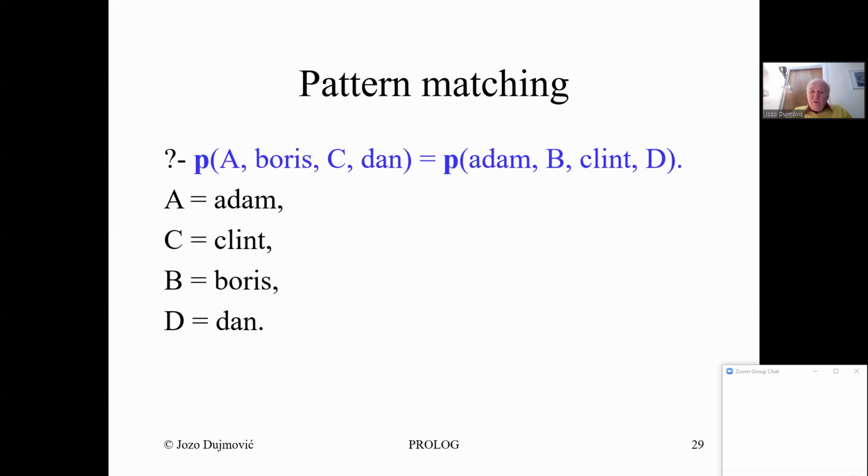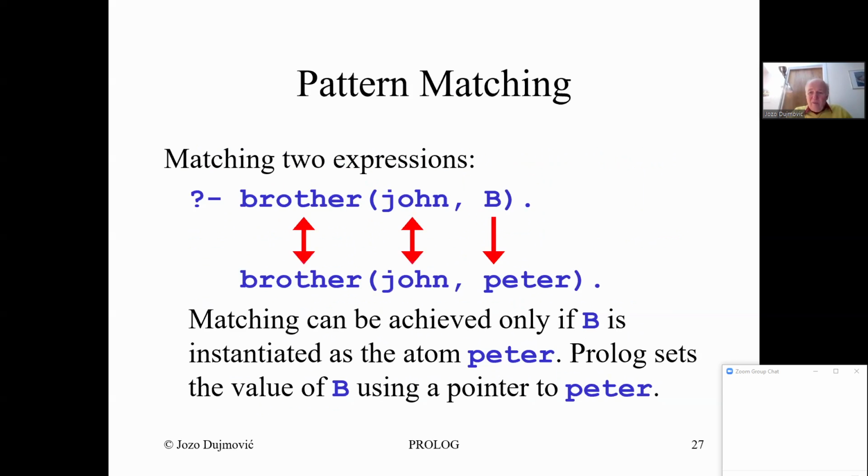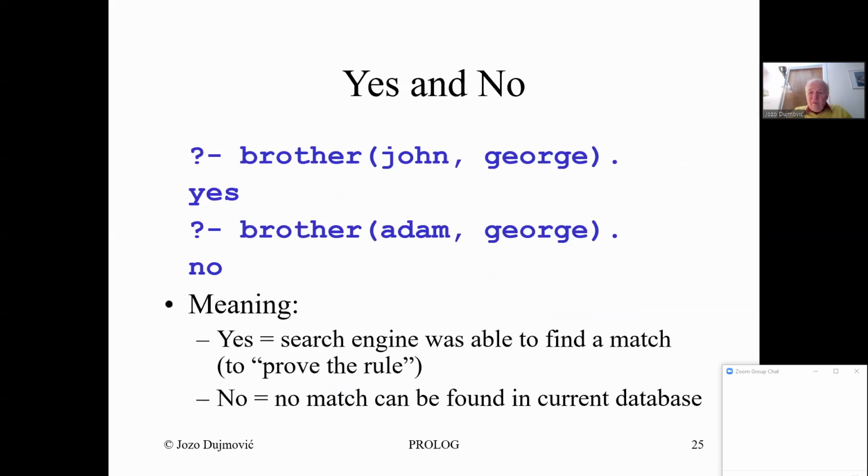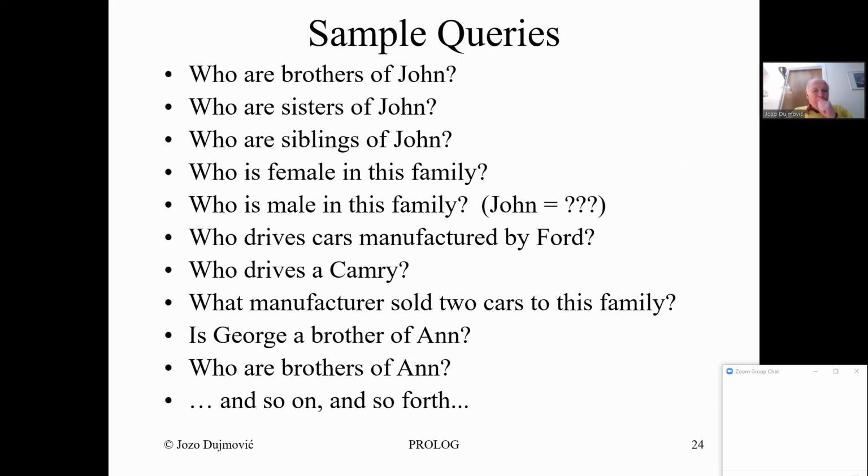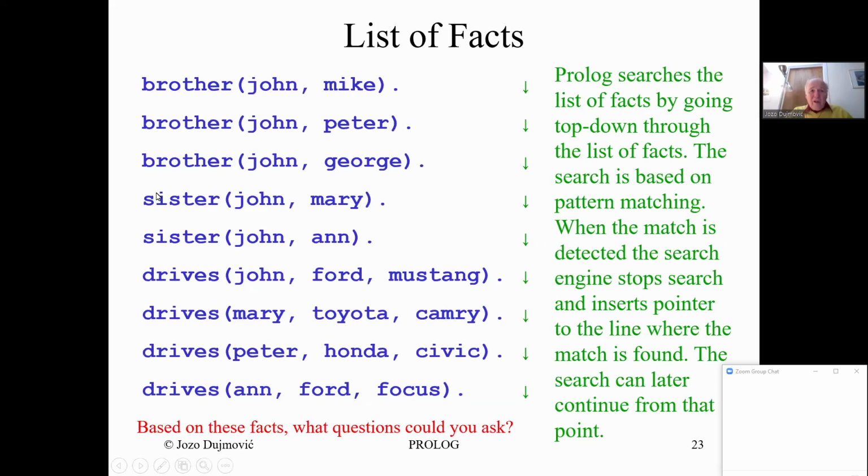So for example, if we go to this database of facts, facts about brother, brother, brother, sister, sister, etc. Through this database of facts, the machine is always going to go top down. First this, second this, third this, fourth this, etc. Always top down. And when it comes to rules, it is going to go left to right.